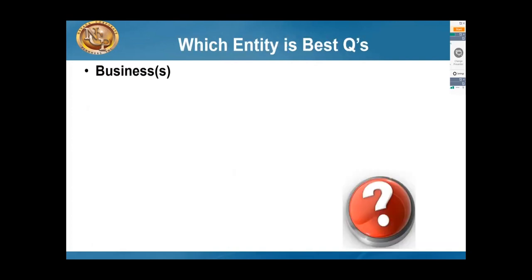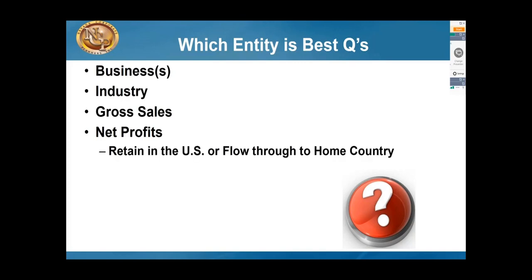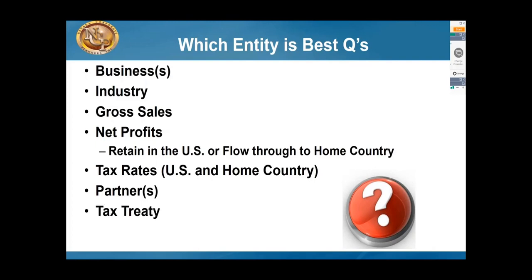Some of the common questions we want to address that we go through is what your business structure is, what industry you're in. Are you selling Amazon FBA where you need sales tax permits? Are you selling through Shopify and you drop ship? We want to look at your gross sales, net profits. What are you going to do with that? Are you going to leave the net profits in the U.S. or do you want those to flow back to your home country? Obviously, the tax rates between the U.S. and your home country. Do you have any partners? And, of course, tax treaty and country taxation of the U.S. entity is critical also.